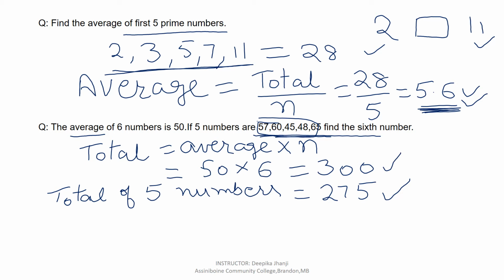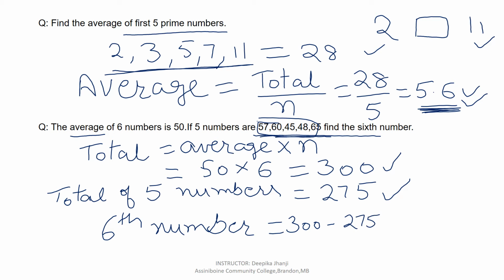What will be the sixth number? So you subtract, right? So your sixth number is, just subtract the totals. So 300 minus 275, and this comes out to be 25. So your sixth number is 25.